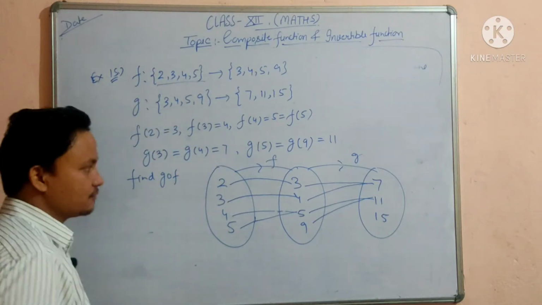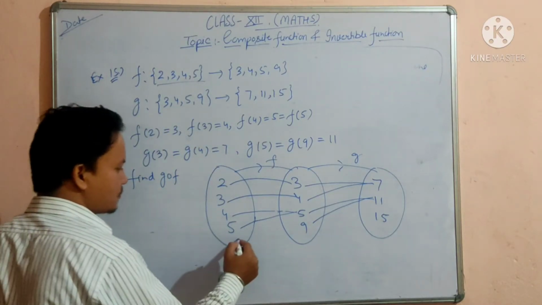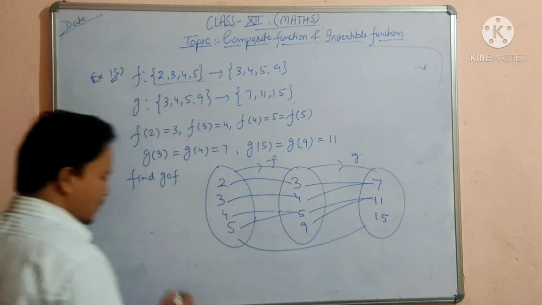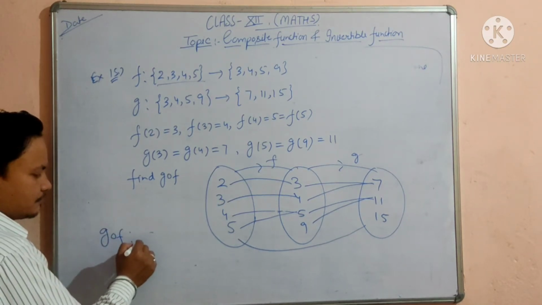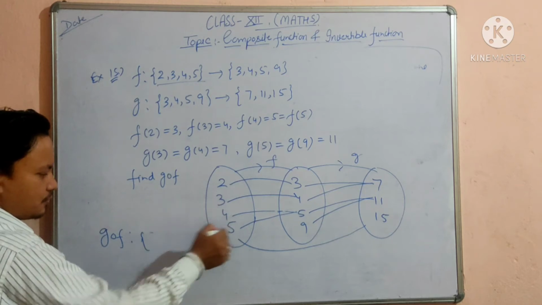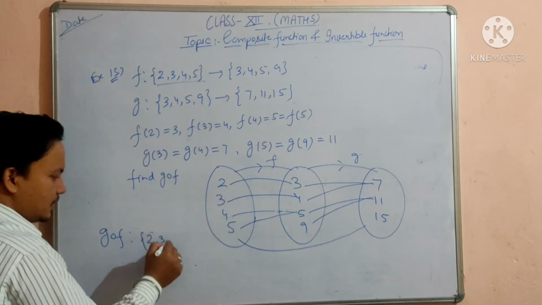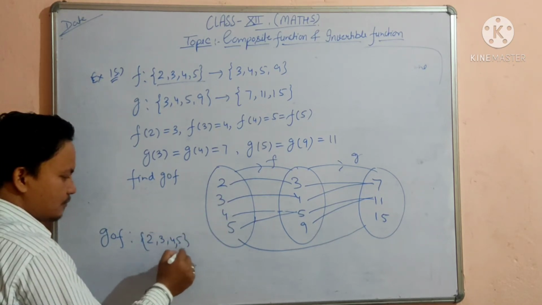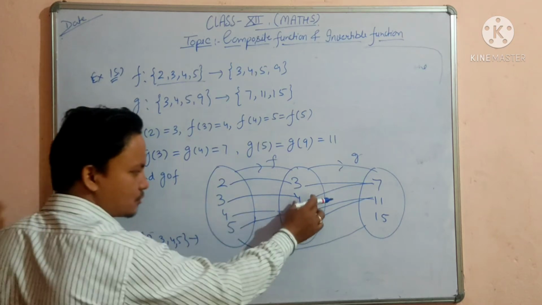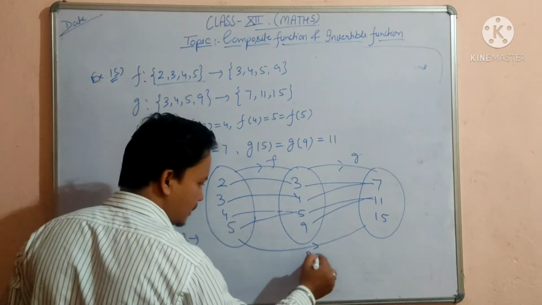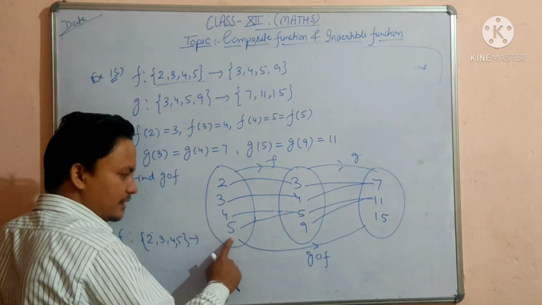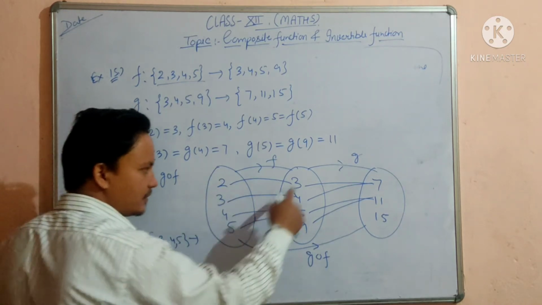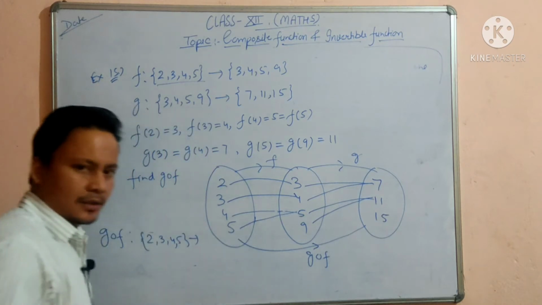Okay, now we need to find GOF. So GOF is a function from 2 3 4 5 — where will it go from and to? It will leave this one out. This will be GOF, as I told you earlier. So the domain will be this one and the codomain will be this one.